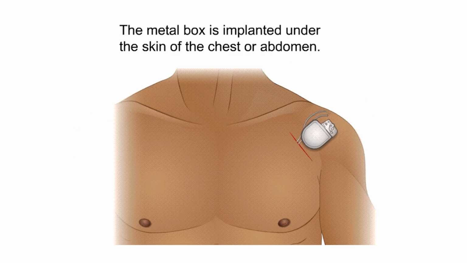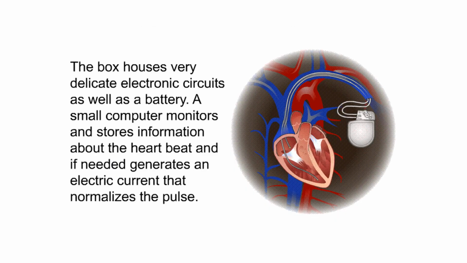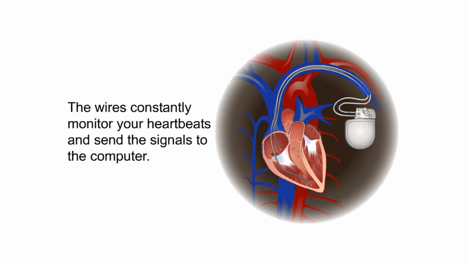The metal box is implanted under the skin of the chest or abdomen. The box houses very delicate electronic circuits as well as a battery. A small computer monitors and stores information about the heartbeat and, if needed, generates an electric current that normalizes the pulse. The wires constantly monitor your heartbeats and send the signals to the computer.